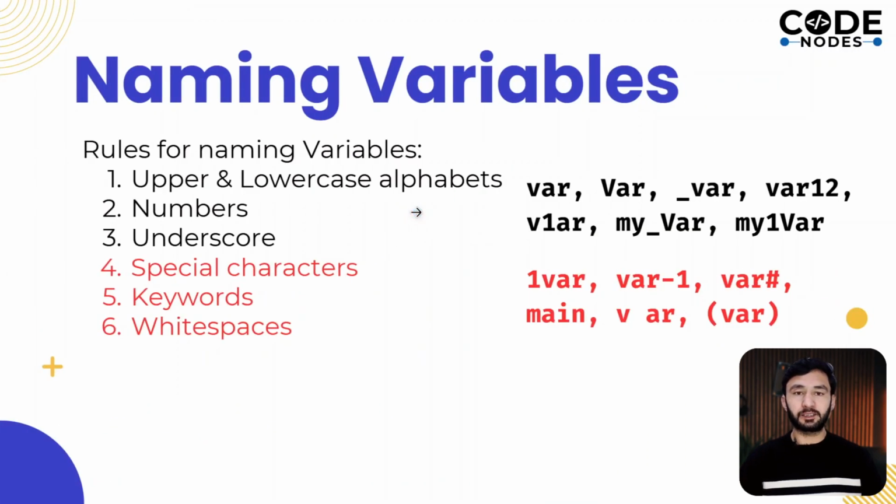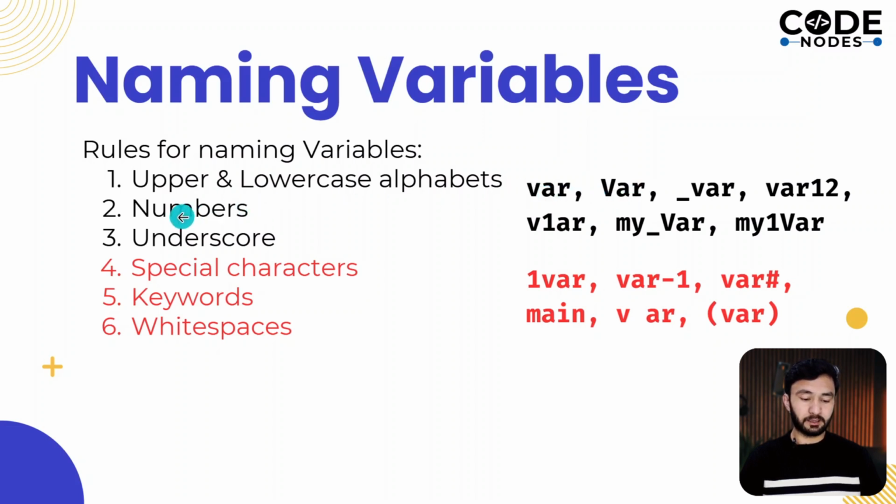So let's understand the rules for naming a variable. Number one, you can use uppercase and lowercase alphabets while naming a variable. As you can see in black, var and capital VAR are both correct variable names. But there is another point you should keep in mind: C++ is case sensitive. So var with a small v and capital V are taken as different variable names.